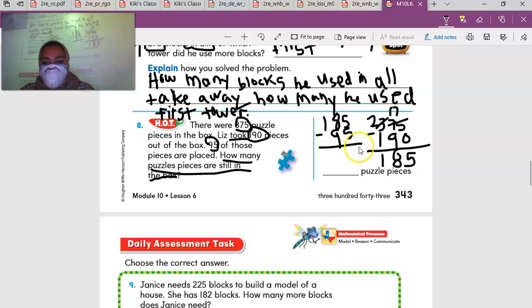5 take away 5 is 0, and 8 becomes a 9, and this becomes a 0. 8 becomes 18. Take away 9 is 9. So how many pieces? 90. That 1 becomes a 0.